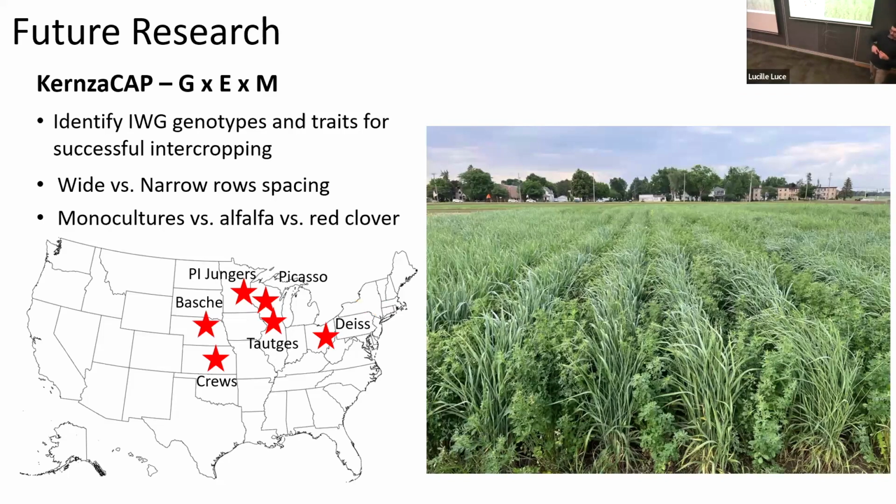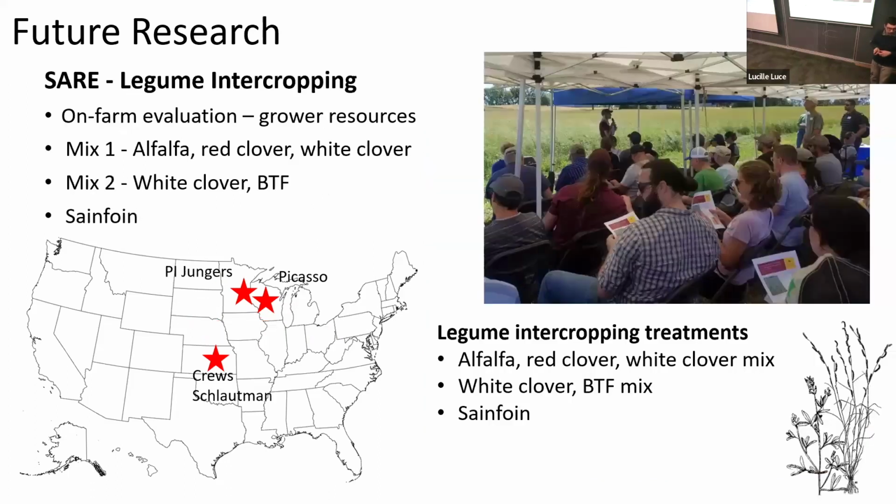On the other end of the spectrum, we're also looking at, can we breed intermediate wheatgrass to be a better partner in an intercropping system? What are the right traits of the grass to help promote that facilitation and balance that competition? So we're working with the Kernza breeders, and we have different lines with different traits, and we're intercropping those with 2 different species, alfalfa and red clover, and also varying the configuration just a little bit.